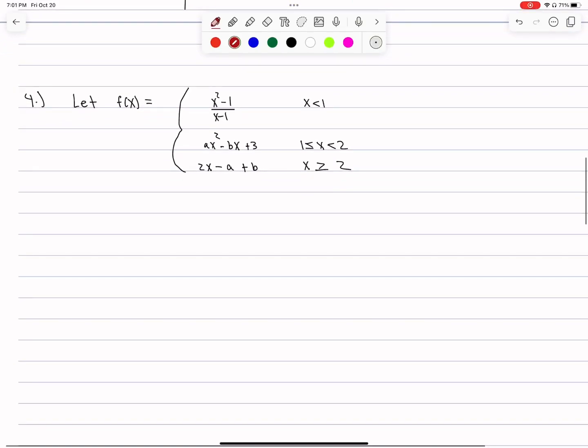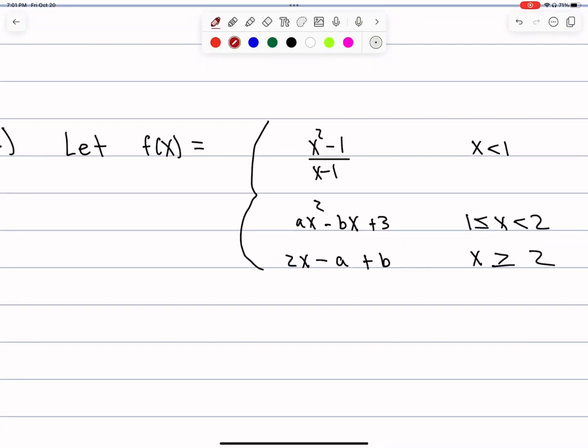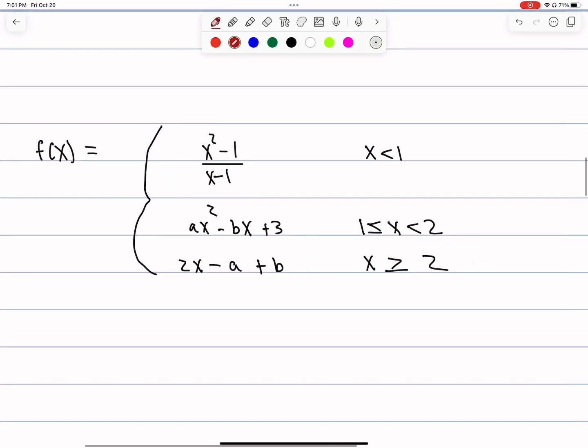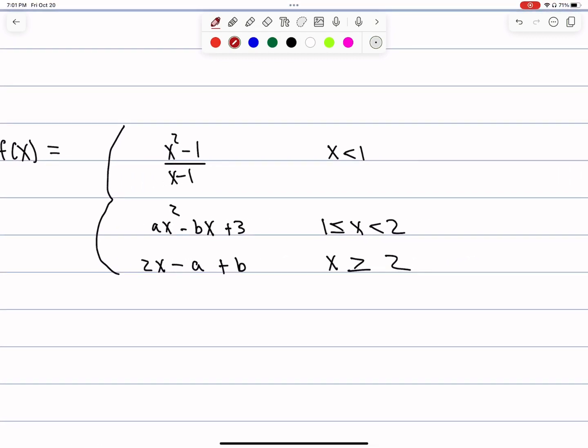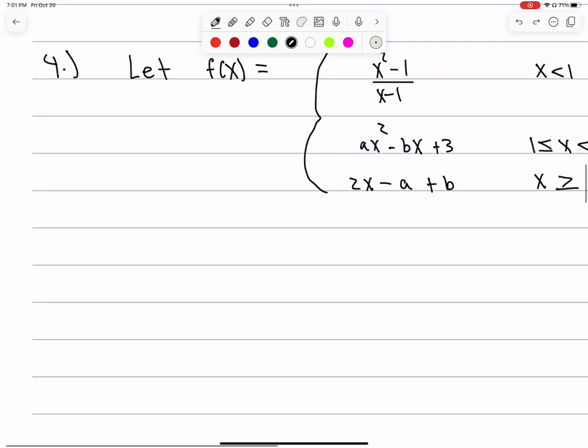Alright, so here we have a piecewise function stating let f of x equal, all that stuff. So basically what this question is asking for, I forgot to write it down, my apologies, but it's asking for what values of a and b make the entire function continuous. So first of all, what we have to do is find the left-hand limit of 1 and the right-hand limit of 1, set them equal to each other, and then do the same thing for 2.